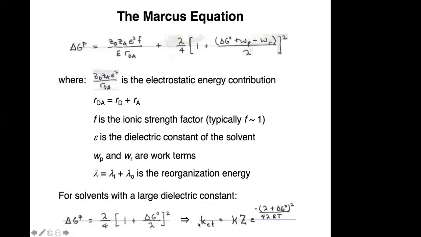And so, yes, from that we can then extract an expression for the rate constant. According to Marcus, it should be as shown here. This is just substituting what we derived for delta G double dagger. Any questions on this equation so far? We're going to go into lambda in detail next.